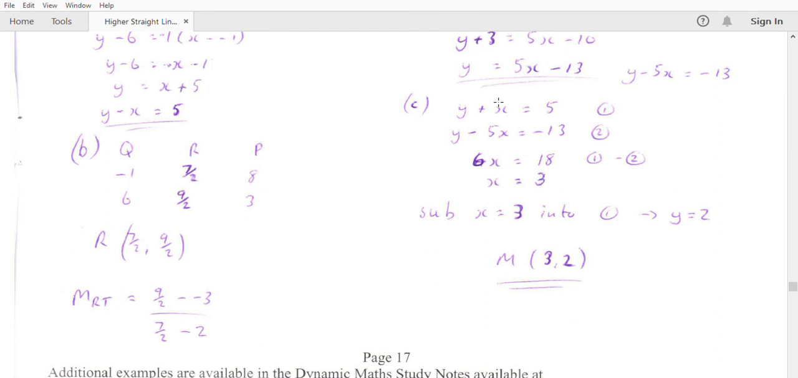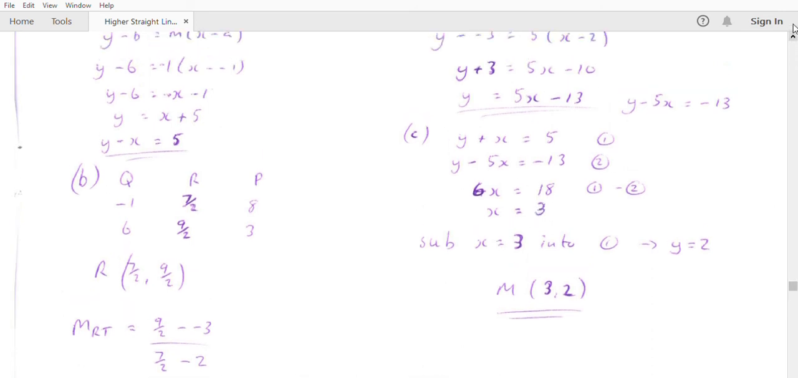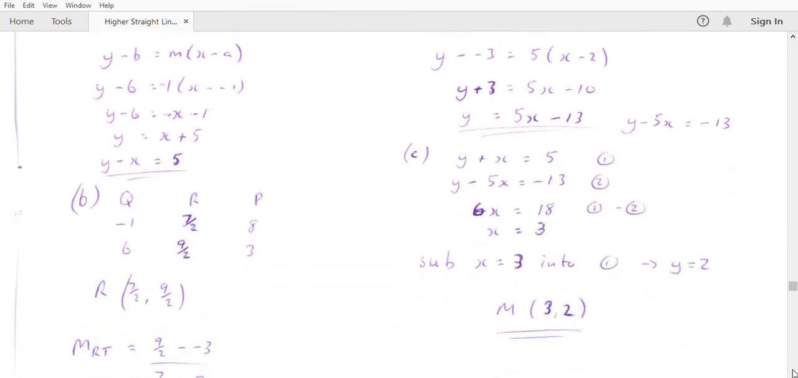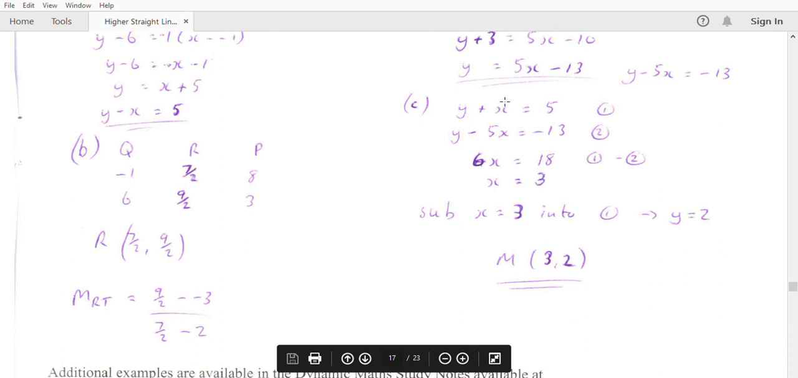So equation 1 subtract equation 2, so x minus 5x is negative 4x... actually, x minus 5x is 6x here as written: 5 minus negative 13 is 18, so 6x equals 18, x equals 3, so the x coordinate's 3. If I substitute that into equation 1, y is obviously 2, because 2 plus 3 equals 5. So the point M is (3, 2).